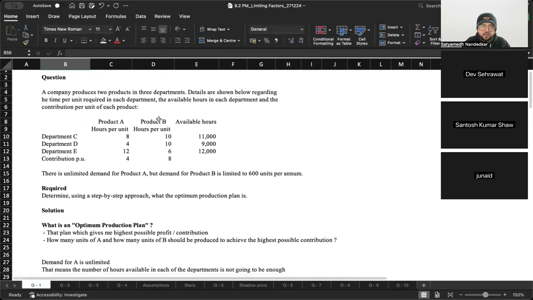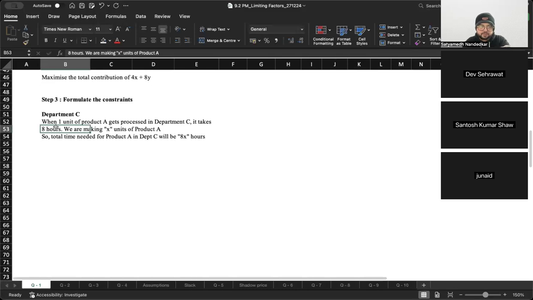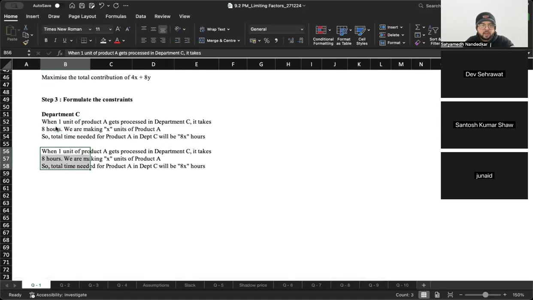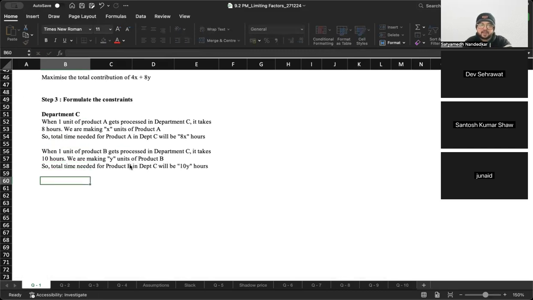And when one unit of product B goes through department C, it needs 10 hours. Okay. Let's write this down. When one unit of product B gets processed in department C, it takes how many hours? It takes 10 hours. And we are making Y units of product B. So total time needed for product B in department C will be how many hours? This will be 10Y hours.